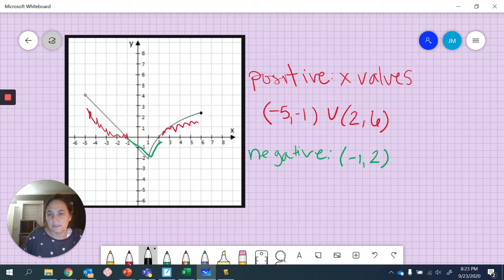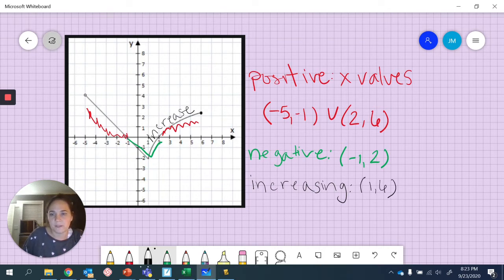And let's also talk about our increasing and decreasing. So increasing, again, is if you're reading the graph from left to right, it is the x values where the y values are getting bigger. So increasing here, okay, that would be from 1 to 6.